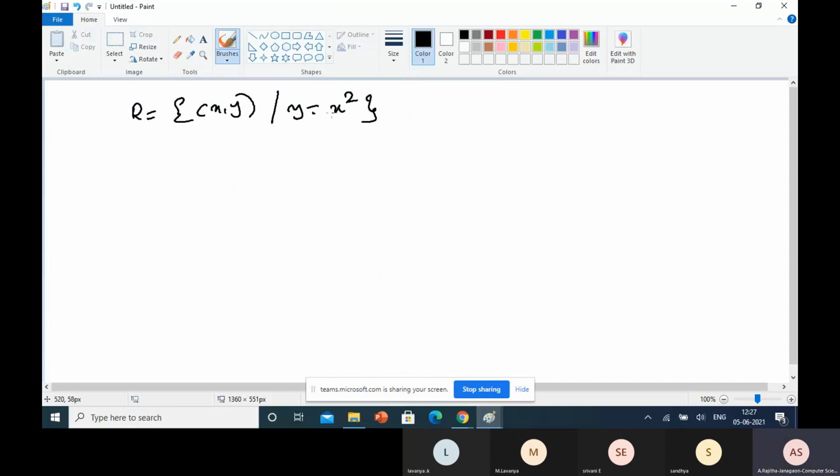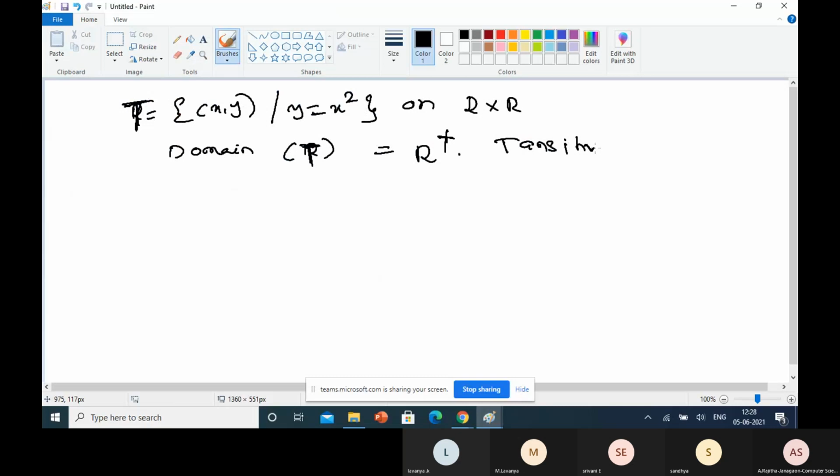Now x square. So in this case, what is the domain of R? Otherwise, we can observe here T on R plus. So the domain of T is only R plus. Here the domain of T is equal to R plus, and R plus is nothing but the transitive closure.